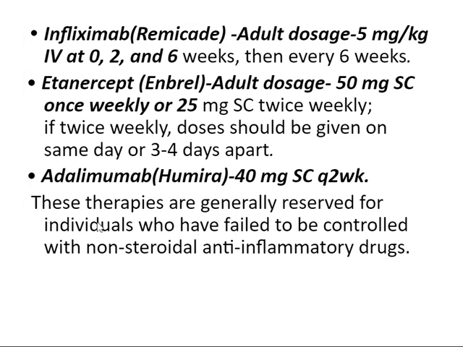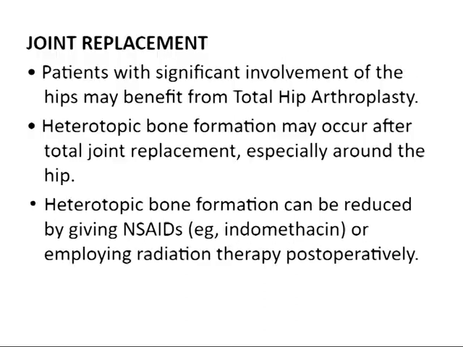These therapies are generally reserved for individuals who have failed to be controlled with NSAIDs. When NSAIDs fail, we can go for TNF inhibitors. And finally, the last option is joint replacement. Patients with significant involvement, as I already told you, sacroiliac joints are most commonly involved, and early involvement is common. With severely involved joints, these patients may benefit from total hip arthroplasty.